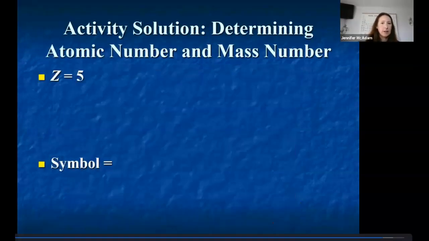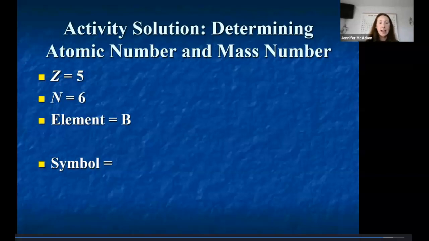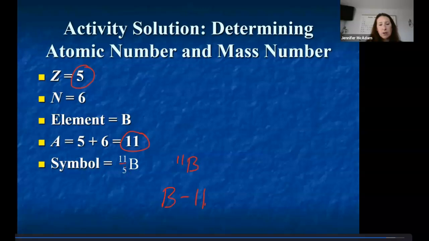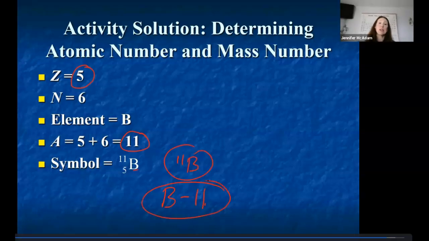So Z is the atomic number. Neutrons, 6. The element is B, because this tells us it's B. The mass number is the symbol A. 5 plus 6 means 11. And so we can write this like this, or you could have written it like this, or like this. Again, remember that this 5 just means boron. So often you'll see this or this, because B means 5, 5 means B.